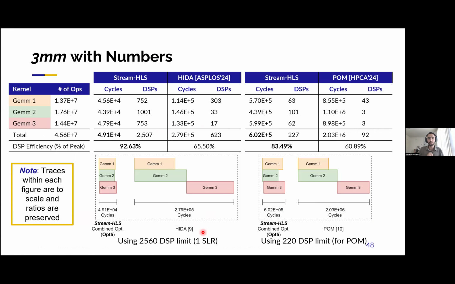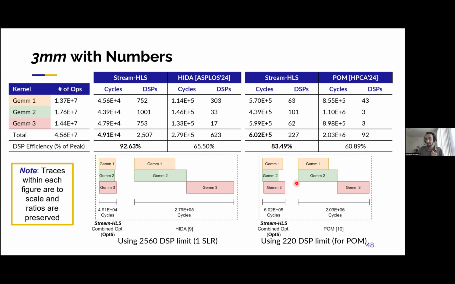And here is the 3mm example we showed earlier. So, for example, this figure on the right is what HIDA finds. You see that there is no overlap between dependent nodes because it doesn't use streaming. And also even computational resources distribution is not balanced. And for Stream-HLS, this is the design we have, where they have almost uniform or the same execution times and are also fully overlapped.